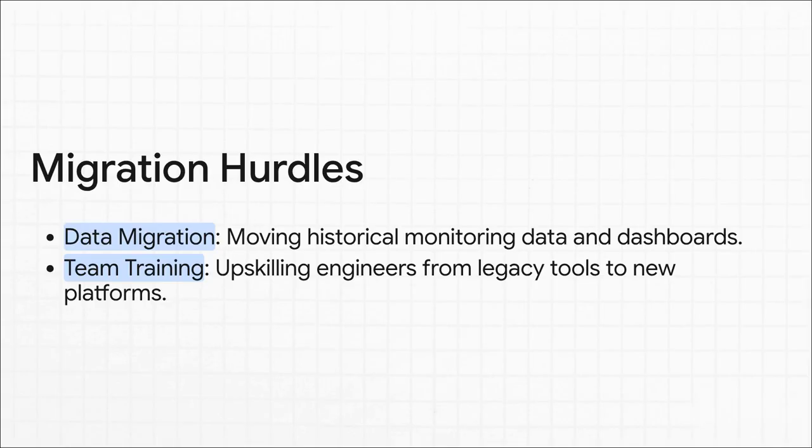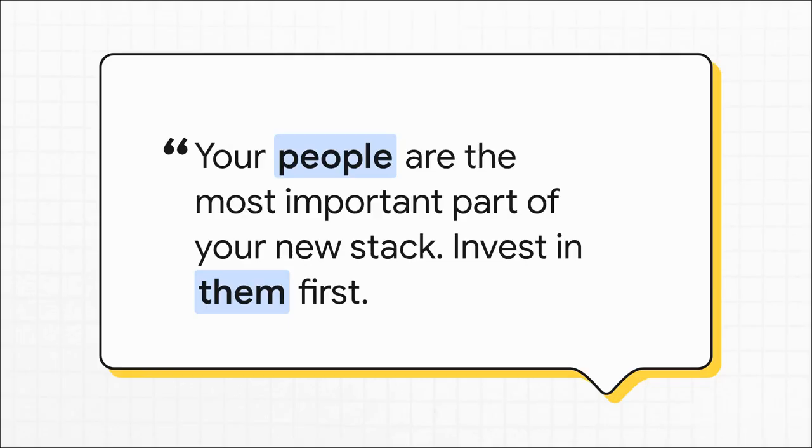But just as important, maybe even more so, is the human challenge, team training. You have to upskill your engineers and help them shift their entire mindset from just using old tools to really leveraging these powerful new observability platforms. And this really gets to the heart of it. I honestly can't stress this enough. Your people are the single most important part of your new stack. You can go out and buy the best, most expensive technology in the world, but if your teams don't know how to use it or even why they should care, the whole project's going to fall flat. You have to invest in them first.